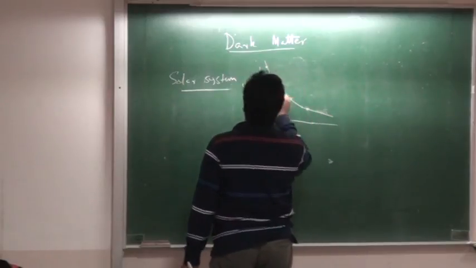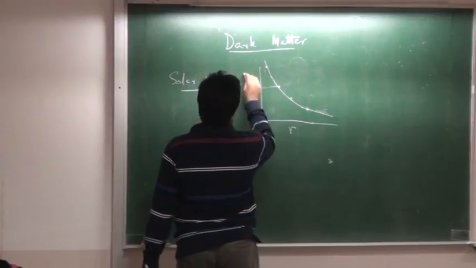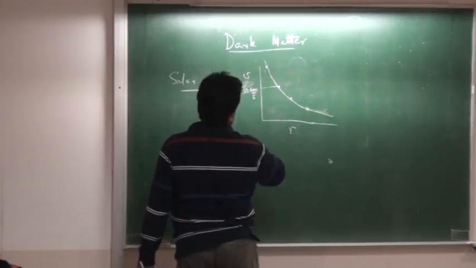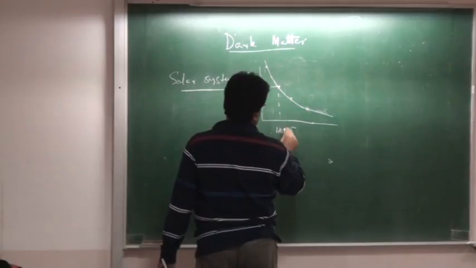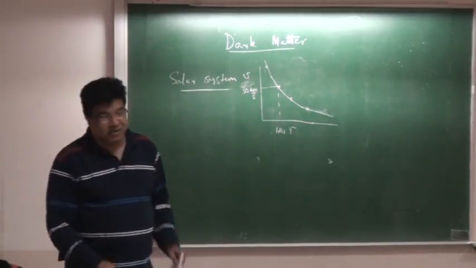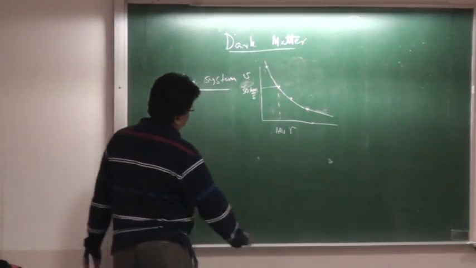so if you take Earth, the velocity is 30 kilometers per second and the radius is 1 AU. I'll tell you what is 1 AU, that's 1 astronomical unit. So this is the distance from Sun to Earth.